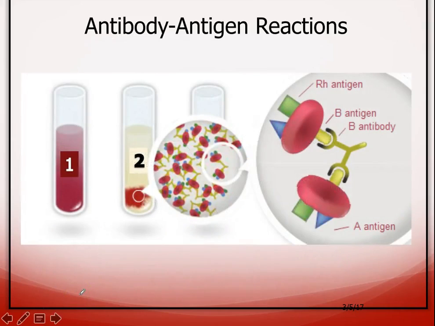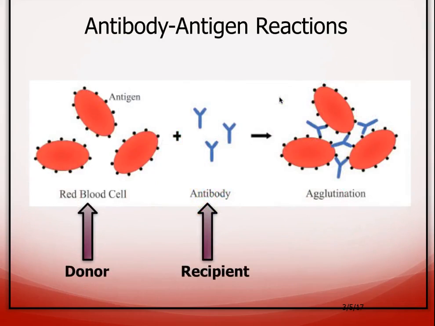Okay. Again, here you can see that antibody-antigen reaction where we have the wrong blood type, and you can see the agglutination actually occurring. Okay. Here's another example of that.